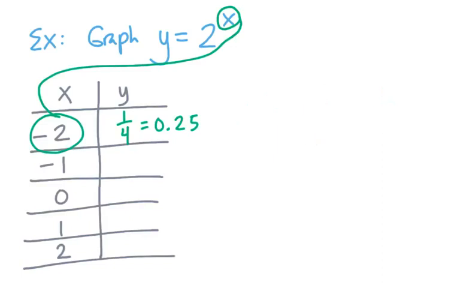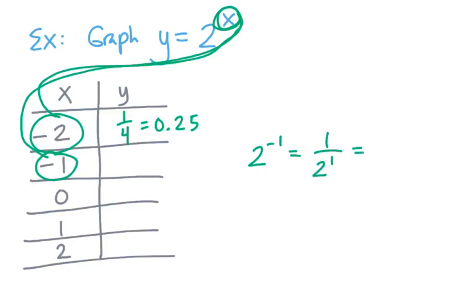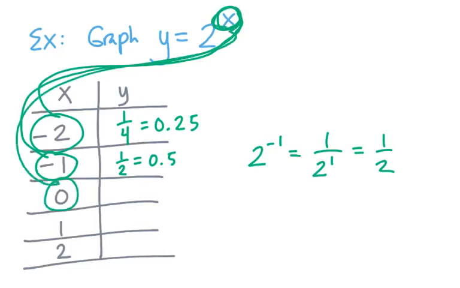The next value I'm going to stick in will be negative 1. So if I stick in negative 1 as the power, 2 to the power of negative 1 is the same as 1 over 2 to the first, and 2 to the first is just 2. So there we'll get back a half, or 0.5 if you're more of a decimal fan. All right, keep plodding along, plug in 0. 2 to the power of 0. Anything to the power of 0 is just 1. So we get back a y value of 1.